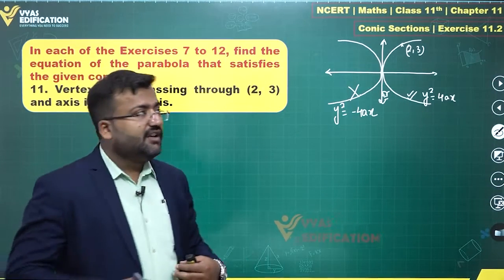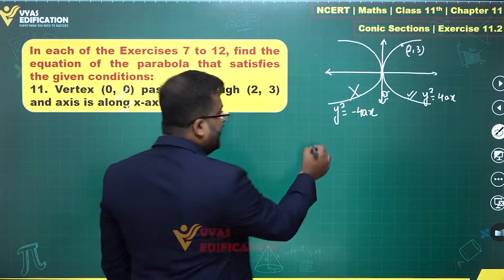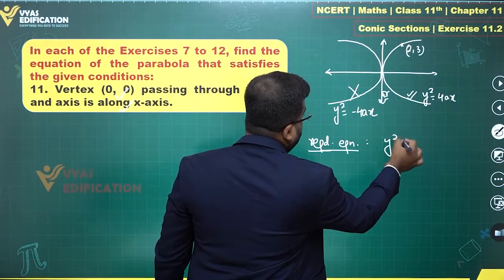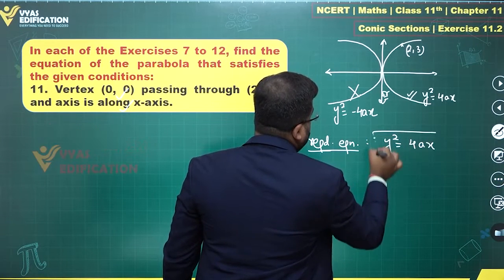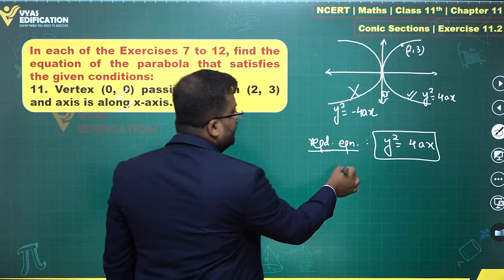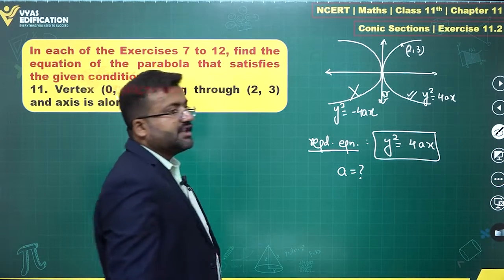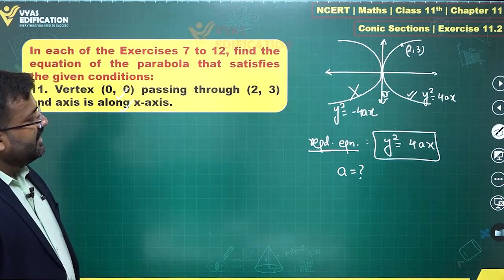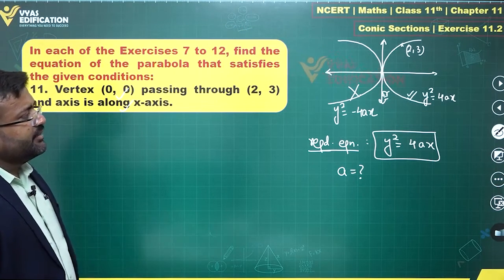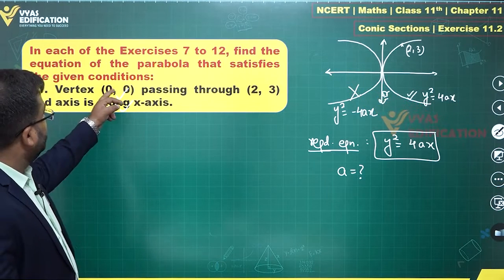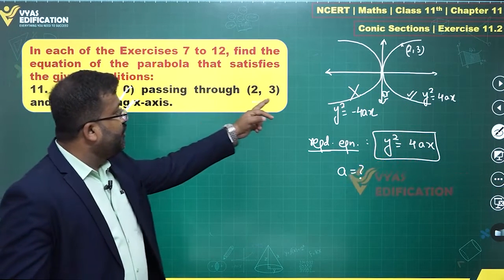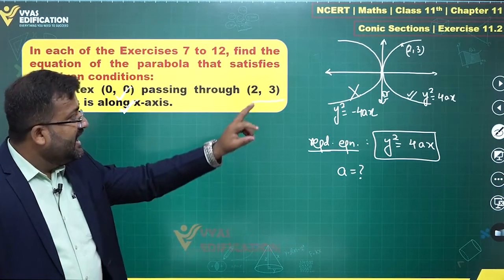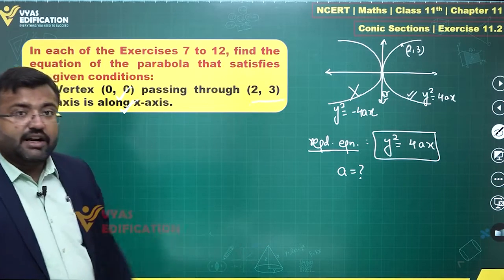Once you identify that, we can say clearly that the required equation will be of the form y square is equal to 4ax, and the only thing that is unknown in this equation is a. If you can identify the value of a, then you will get the equation. And for finding a, mind you, we have only identified the location so far, right? We haven't used this point completely. Let's pass this particular parabola through this point, right?